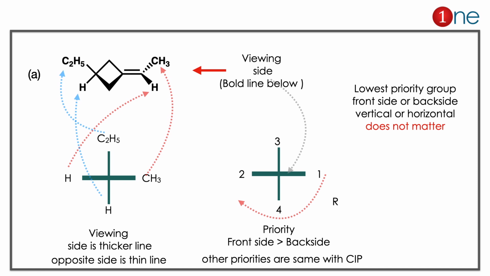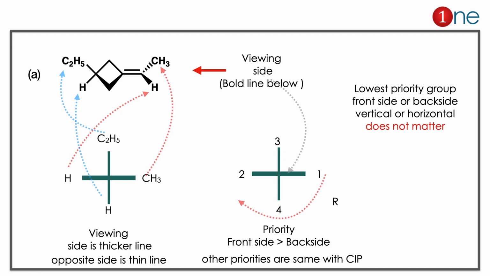Then we will write, if you see from the viewing side, hydrogen is left hand side, CH3 is right hand side, and ethyl is above, hydrogen is below. So again I am saying the thicker line is on front side, thinner line is on back side. So front line has higher priority. So if you do that, 1, 2, 3, 4 will come. It is the R configuration.